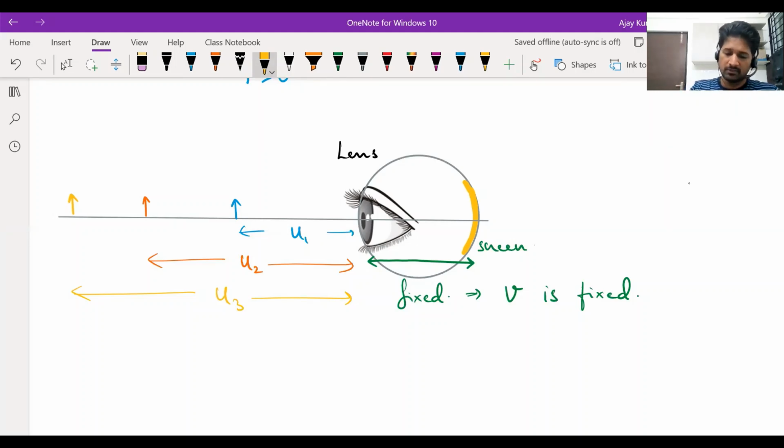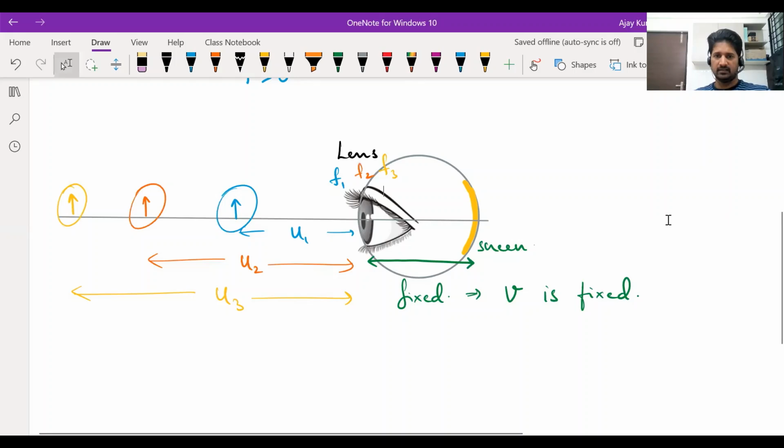Okay. To form the image of the blue object on the retina, it should have a particular focal length. To form the image of the orange object on the retina, it should have a different focal length. Okay. Similarly for the yellow one. So for different objects at different distances, the eye must adjust its focal length to be able to form an image on the retina. Okay. I hope you are getting this.